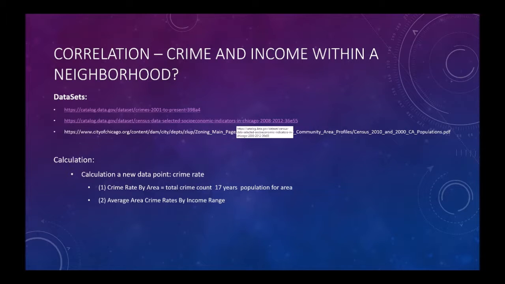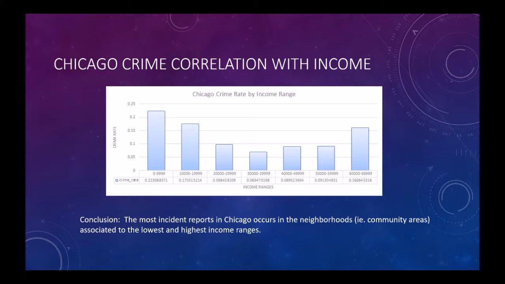Another correlation that we looked at was the correlation between crime and income within a specific neighborhood. We used these data sets listed here, and we came up with this graph. You'll notice that crime is the highest in neighborhoods which have the lowest income and the highest income, whereas the lowest crime rate is really in the mid-level, which I found rather interesting. So based on this information, if you're interested in owning a home or living in a neighborhood with the lowest crime rate, you might want to look at the mid-level income neighborhoods.